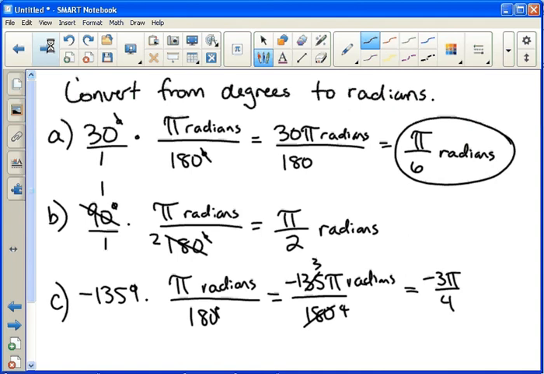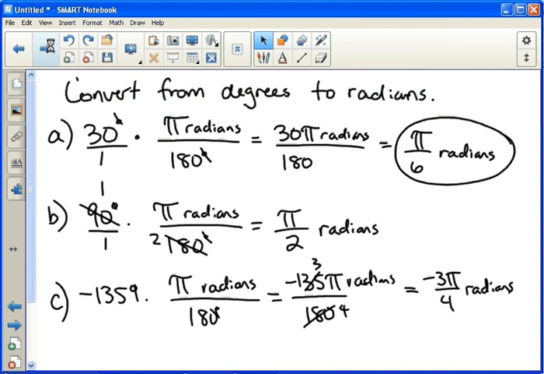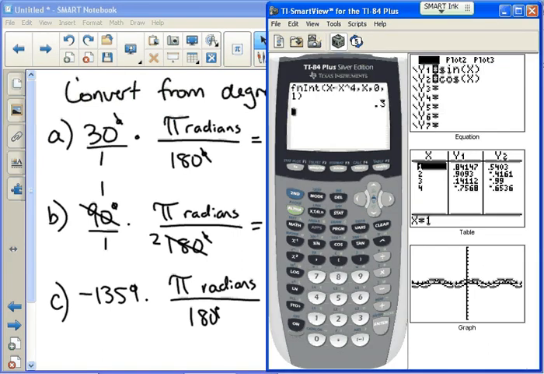Okay, now you can do this in your calculator. Let me briefly show you that. For one thing, let's just say you weren't sure how to reduce. Remember, this one was 135, or actually negative 135 over 180. So if you plug that in the calculator and then just change that to a fraction, it does that reducing for you. So you can do it that way.